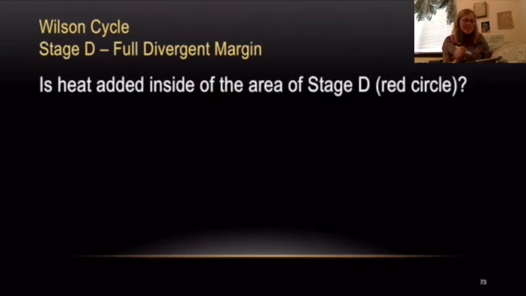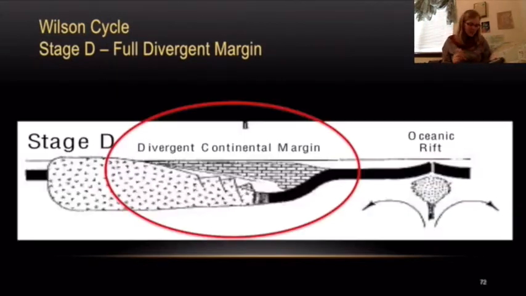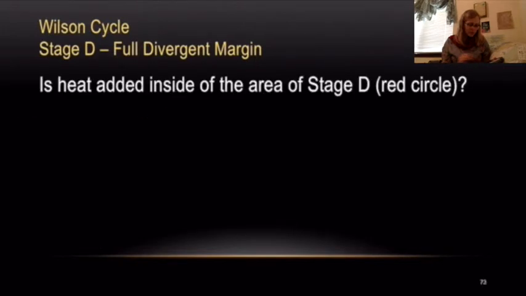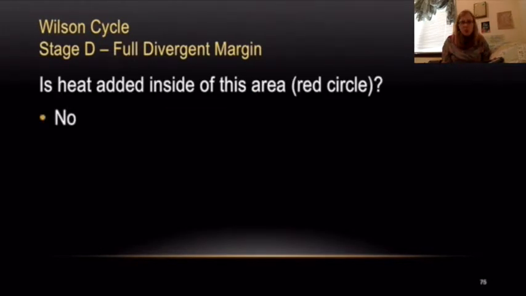Is heat being added inside of stage D? Is heat being added inside of this red circle? Can you see anywhere heat is being added? We've got convection continuing this direction, but do you see anything to mark heat being added here? This is all sedimentary rock in here, so this has nothing to do with heat. This is all solid igneous rock, so this has nothing to do with heat. It just exists. The answer to this question is no. There's no heat being added inside of stage D.